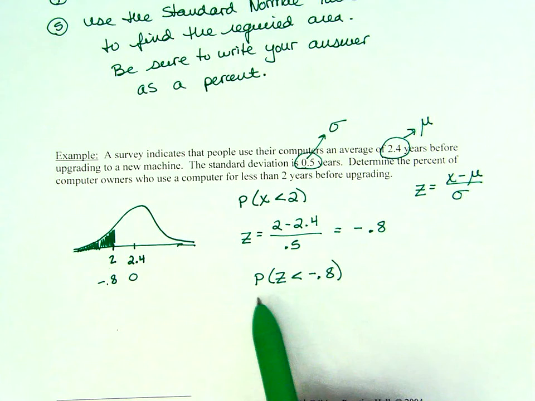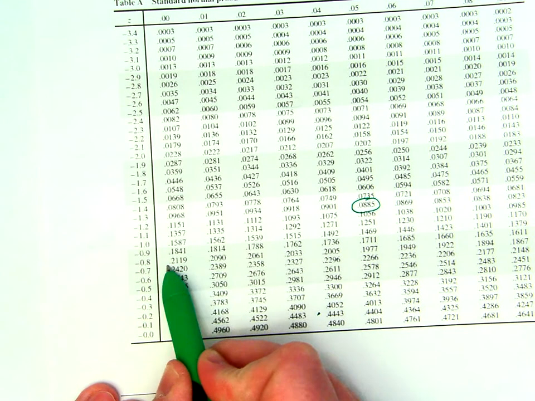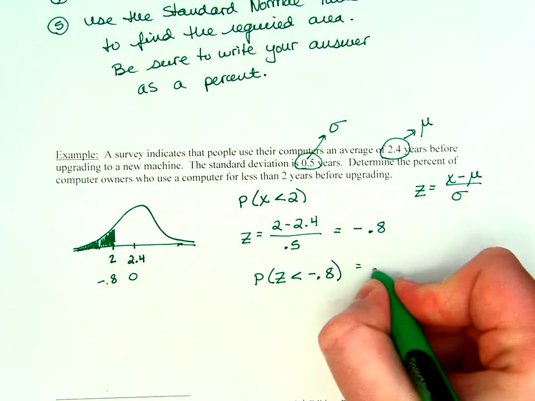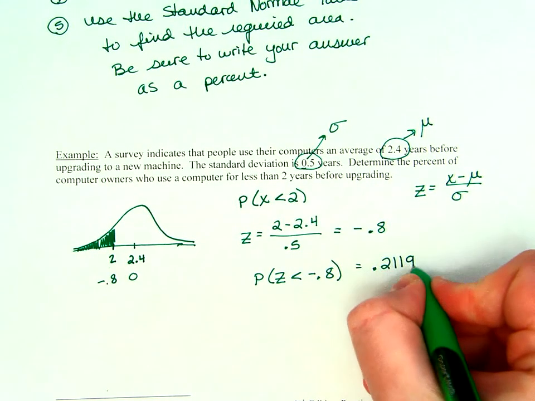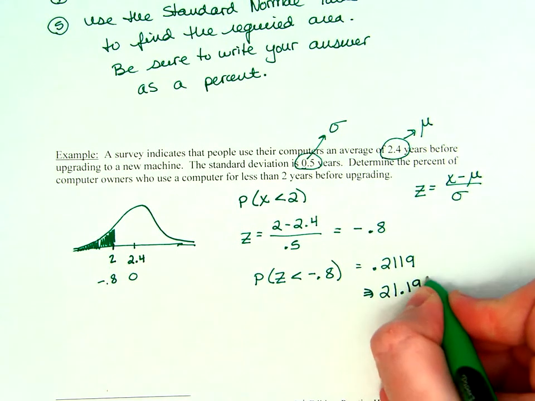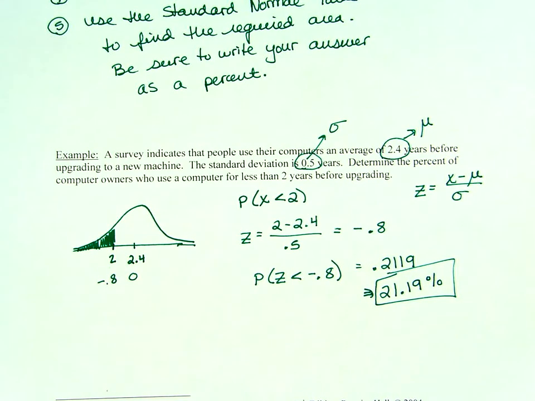Well, I want to find the percent of data whose z-value is less than negative 0.8. You're going to go to your standard normal table, to the negative side. We're going to find negative 0.80. That's 0.2119. Which means we can predict that about 21.19% of people own a computer for less than 2 years before they upgrade.